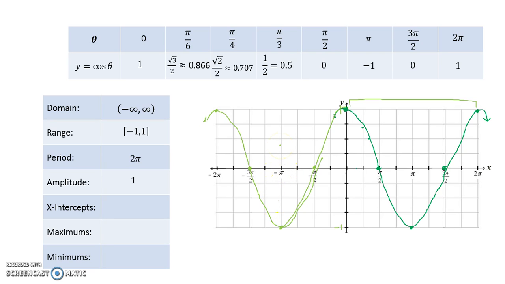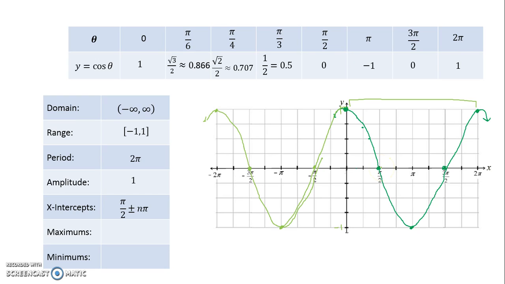My amplitude would be how high it gets above the center, or how low it gets below the center, so that's just 1. My x-intercepts are happening at every pi over 2, 3 pi over 2, negative pi over 2, 3 pi over 2. So they are repeating at a distance of pi, the first one being at pi over 2. So pi over 2 plus or minus n pi.